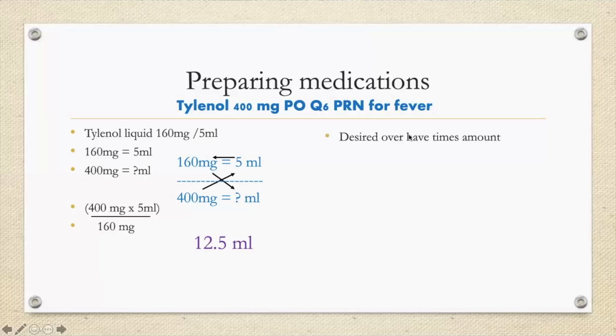There's another way, it's called desired over have times amount, or what you want over what you've got times your vehicle. So we have 400 milligrams.